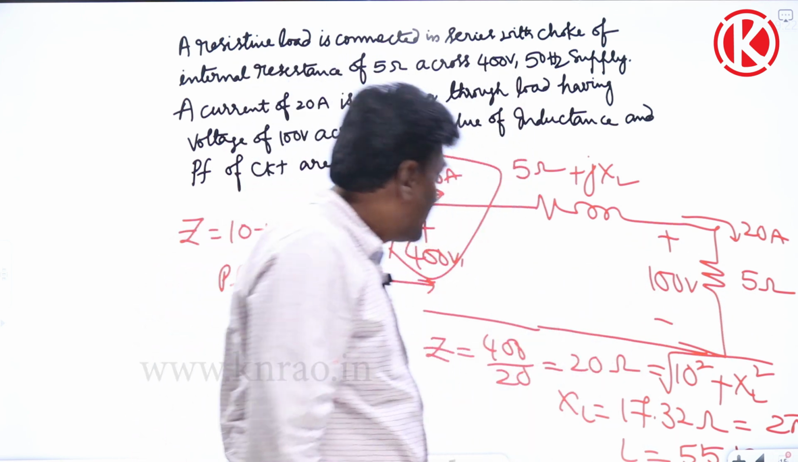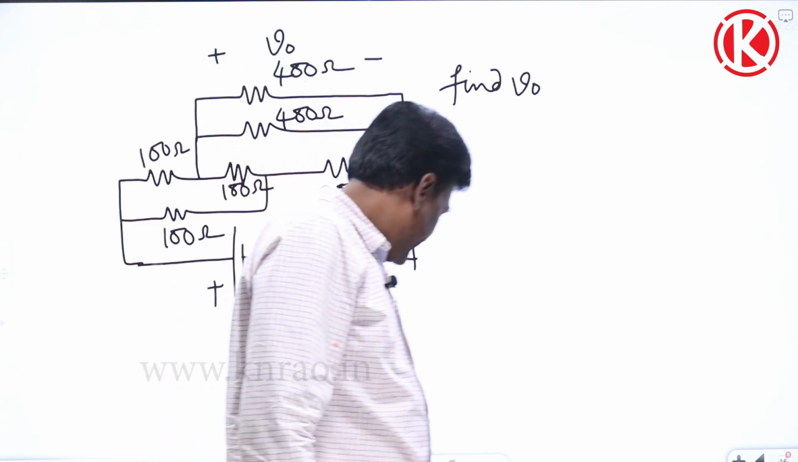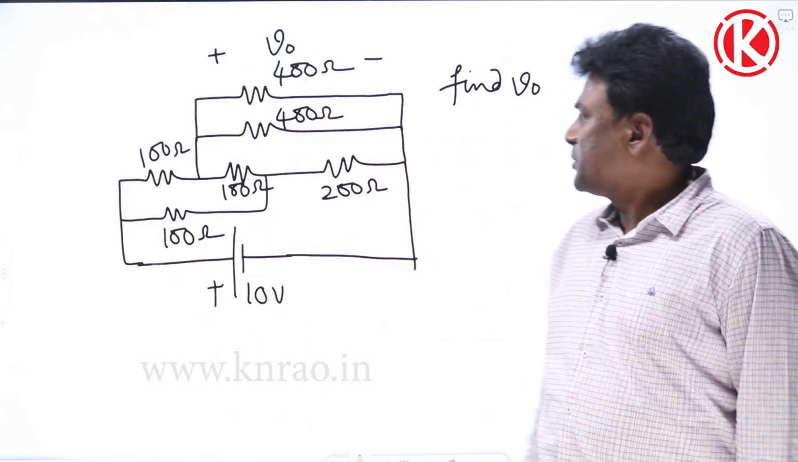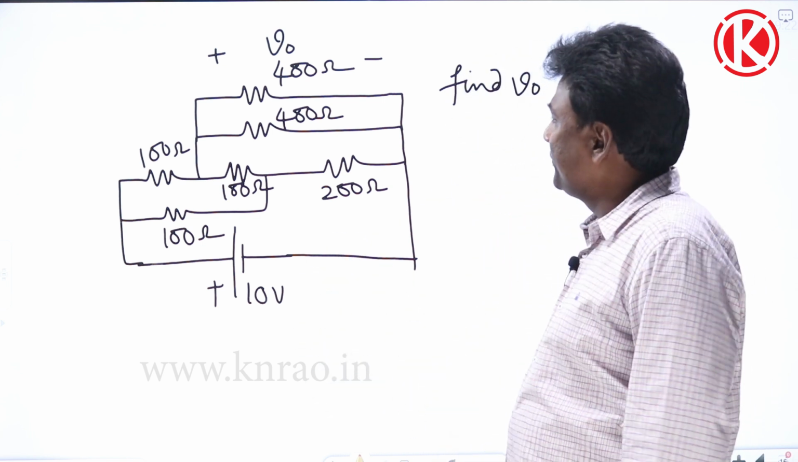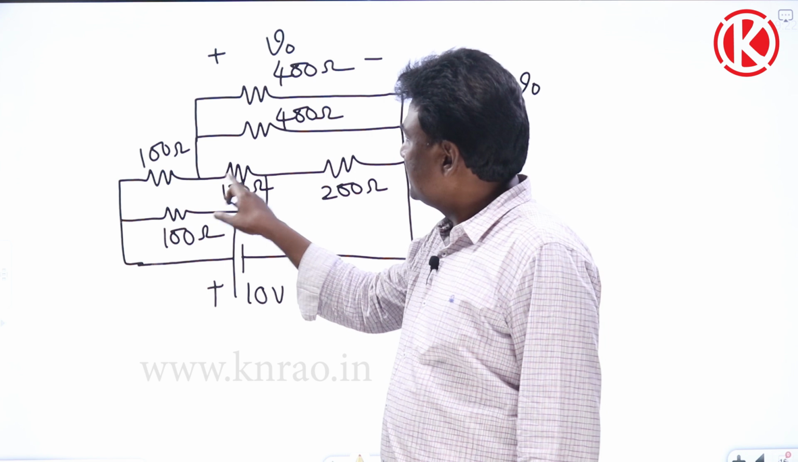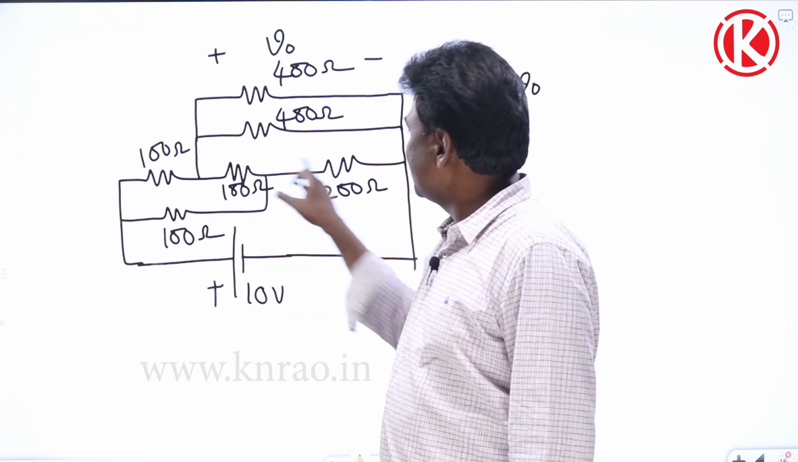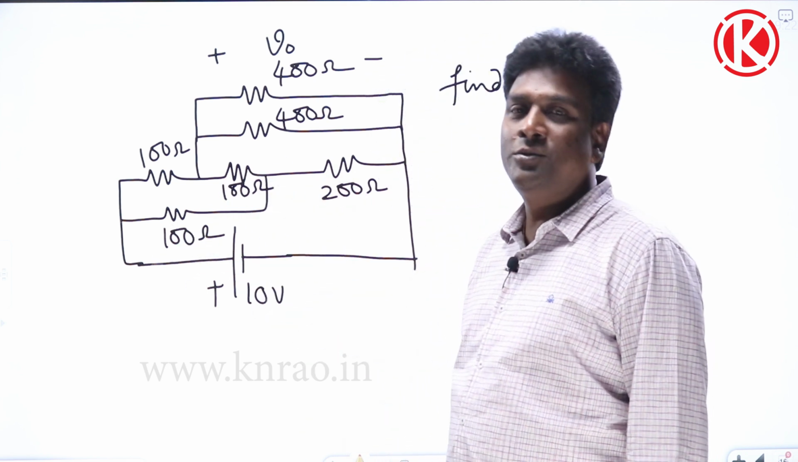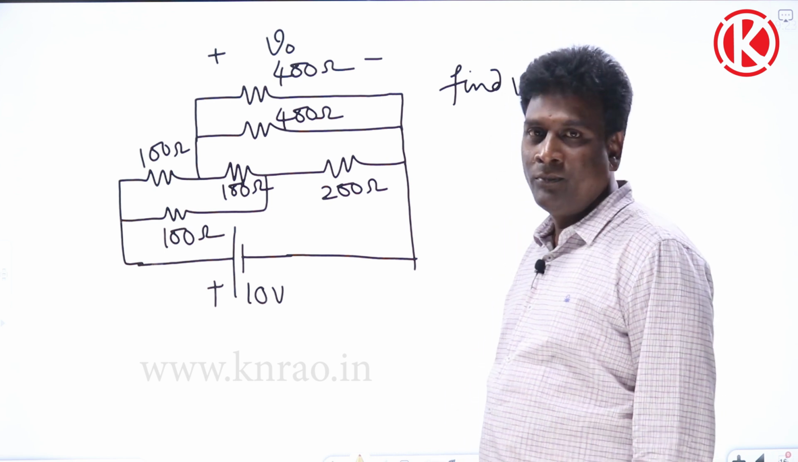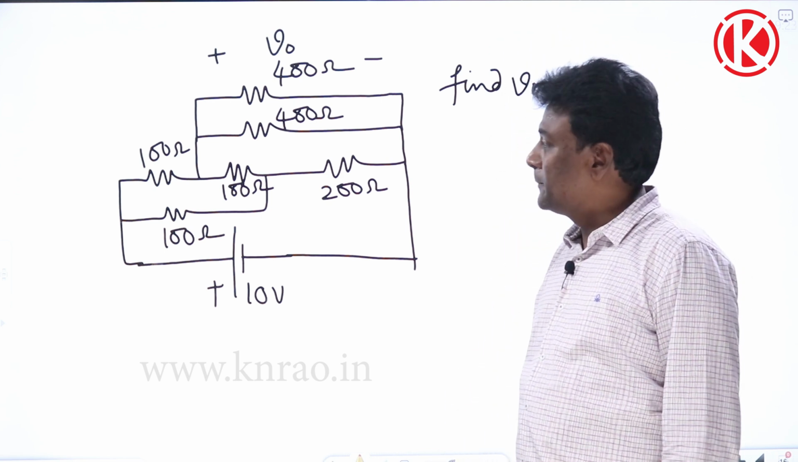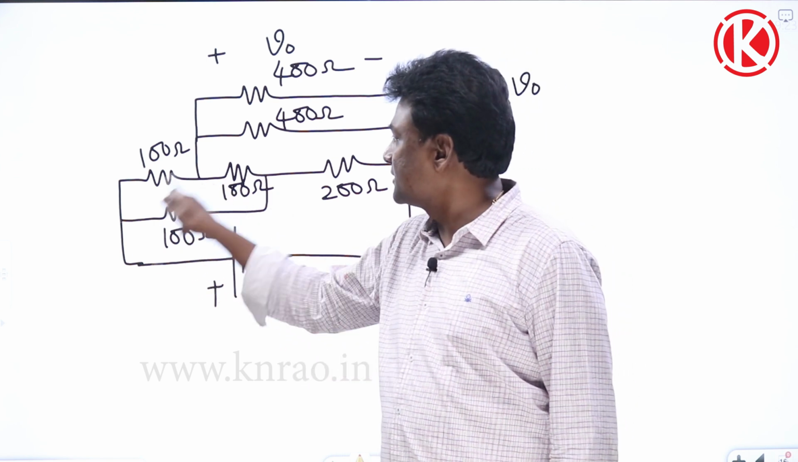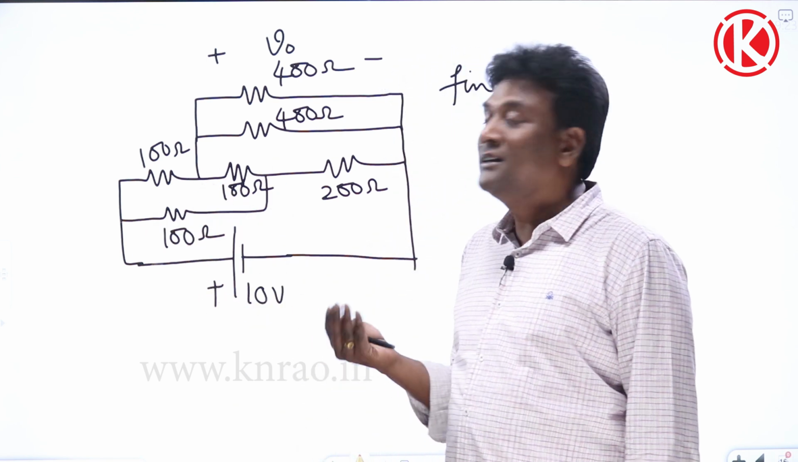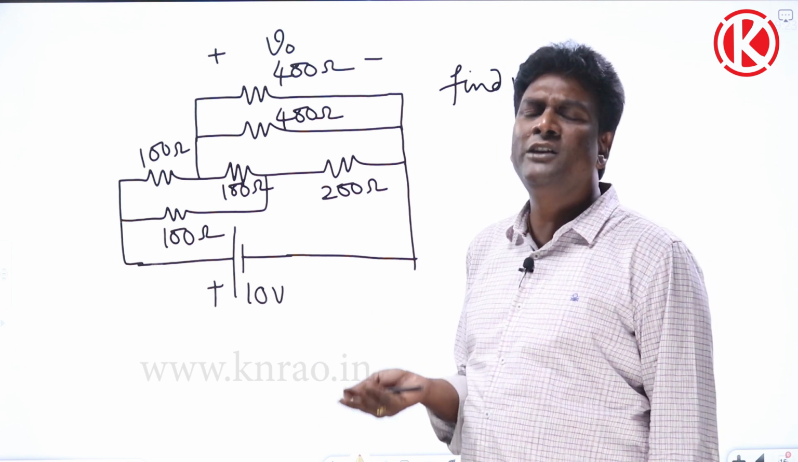Now, let us think of one more problem. Take this. Why I have taken this problem is, when I asked one of our team members, they told me, sir, this particular star, 100, 100, 100, let us convert it into delta, then the problem will be easy. No. See the problem here. 100, 100, 100, delta connection. If you convert it into star, it will be very easy.